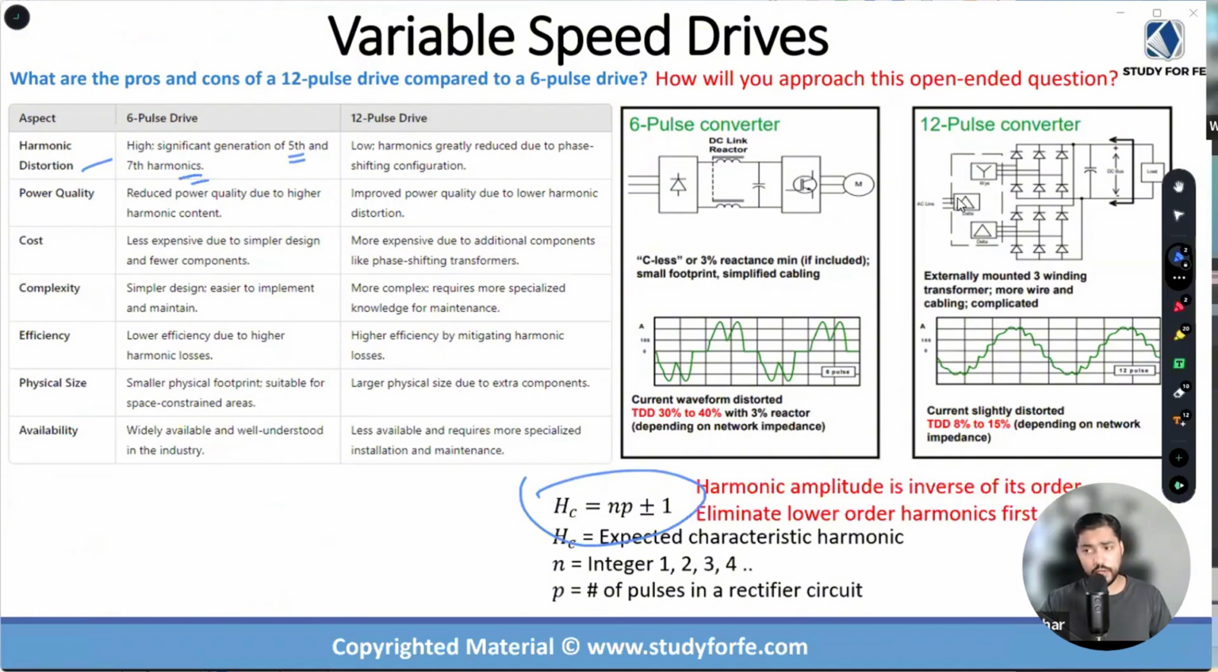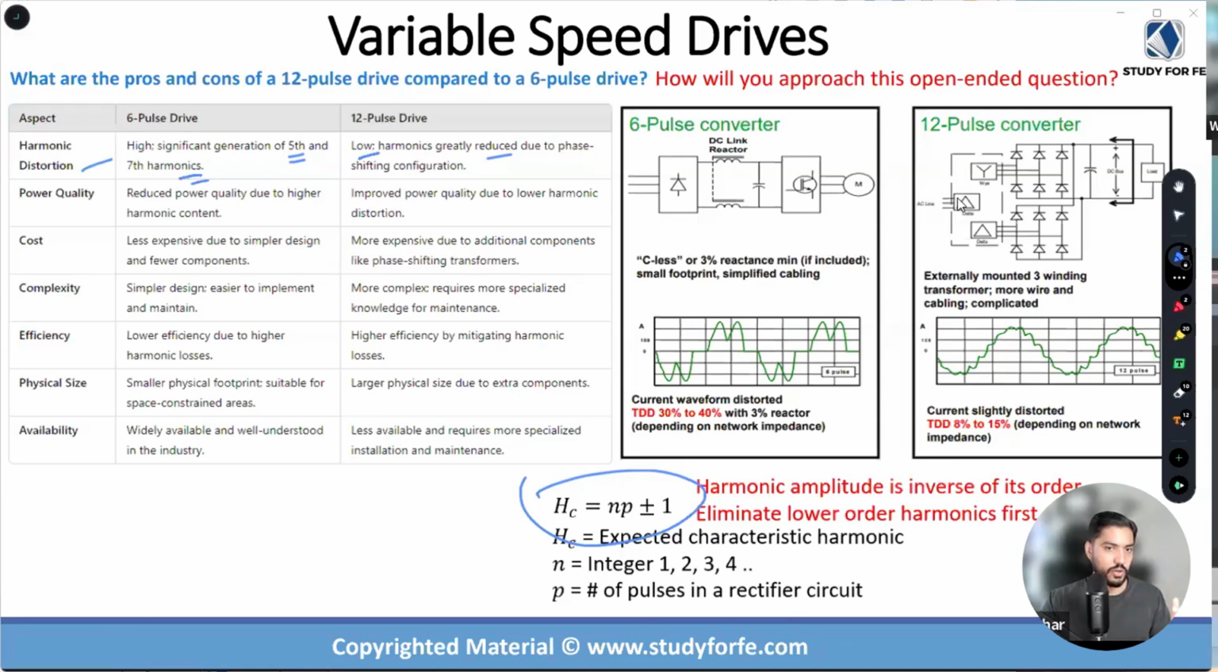Unfortunately, the equation is not given, right? And similarly, the discussion around 6 pulse, 12 pulse, 18 pulse is not given in the reference handbook, at least directly. Okay, but the reason I included this question in today's discussion is because I think that this is a very good question by the student. Okay. So harmonic distortion is low because we don't have the lower order harmonics, right?